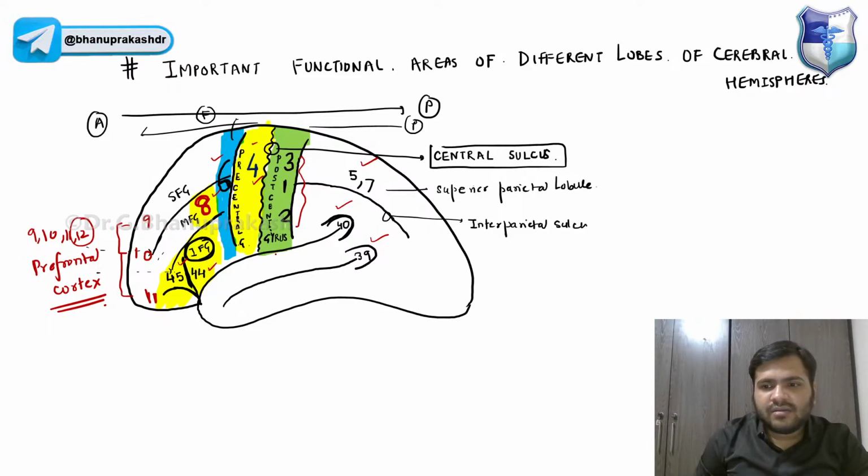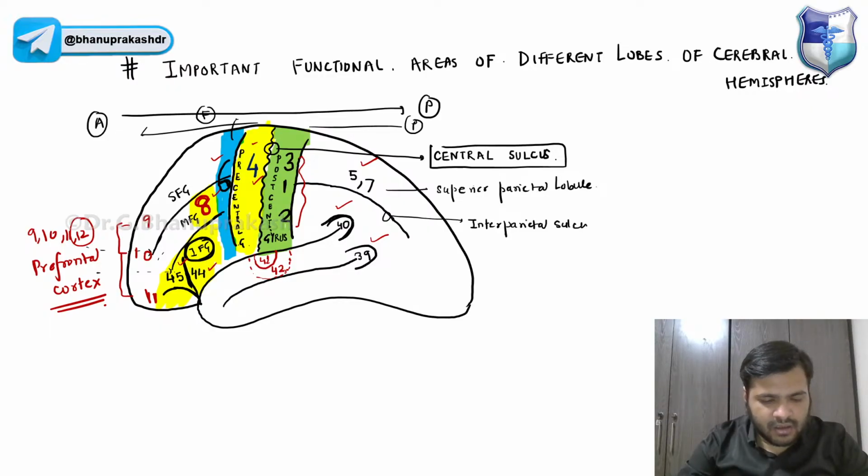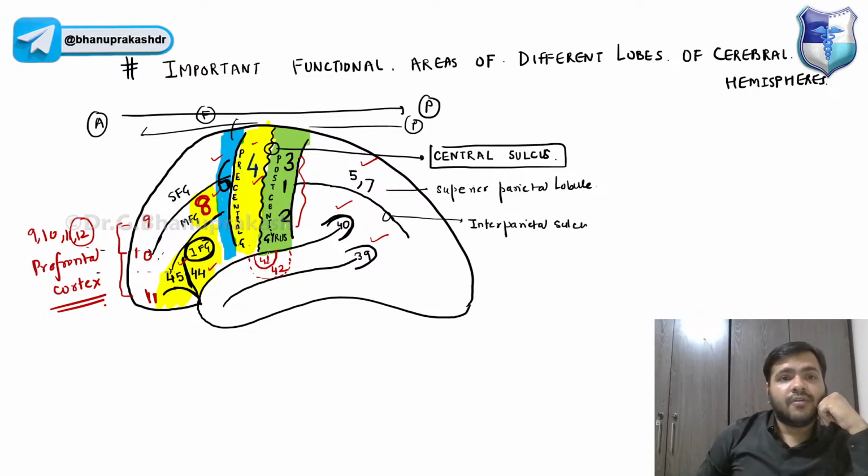Just try to remember, we have this area number 41, and surrounding this area we have area number 42. Now, guys, 41 and 42, you already know this is the superior temporal gyrus.